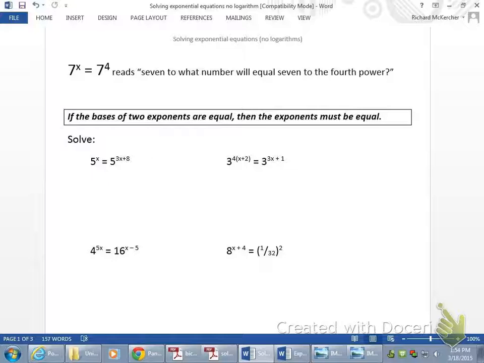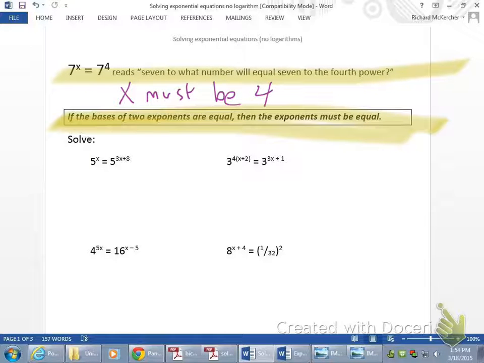So the first thing I'd recognize is to try to read this out loud. If I read this out loud, I know that it says 7 to what number will equal 7 to the 4th? Well, think for a second. Since the 7s are the same, x must be a 4, and that's what I did. And that tells us our rule: if two bases of two exponential expressions are equal, then those exponents must be equal. Let's look at this first example and see what I'm talking about.